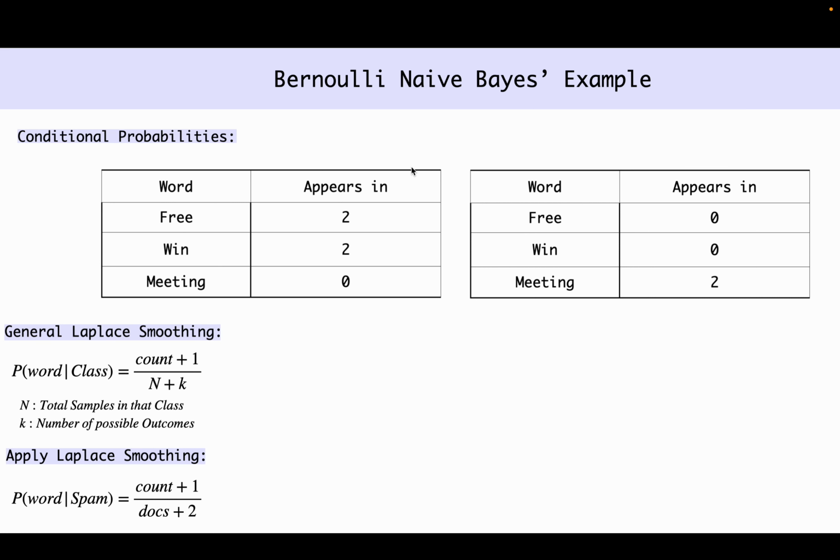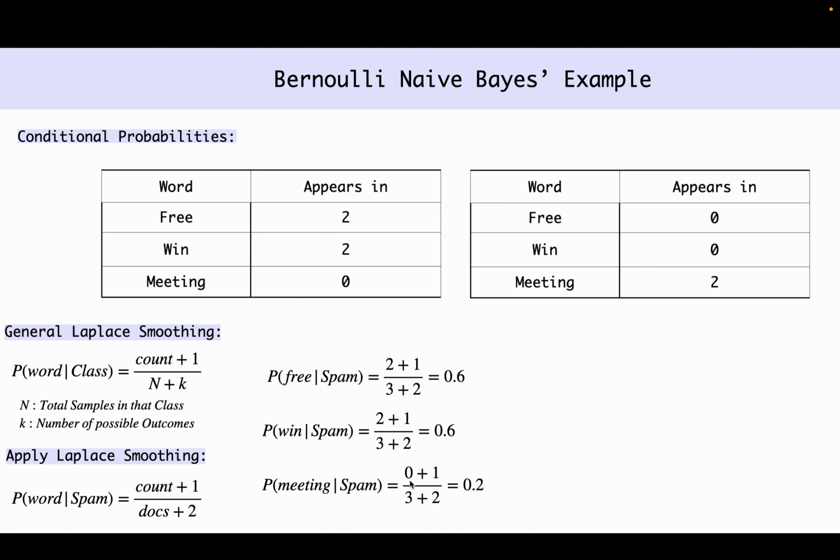For this particular example, we will have a formula something like this, where n is replaced by the number of documents related to that particular category. So for the first example, for spam, we have 3 documents related to spam, and the word free appeared 2 times, so we replace the count with 2 and n with 3, and we compute the value of the conditional probability. In the same way, we compute for win and also for meeting. The word meeting did not occur any time, and the total number of emails is 3. So in total, we get the probability as 0.2.